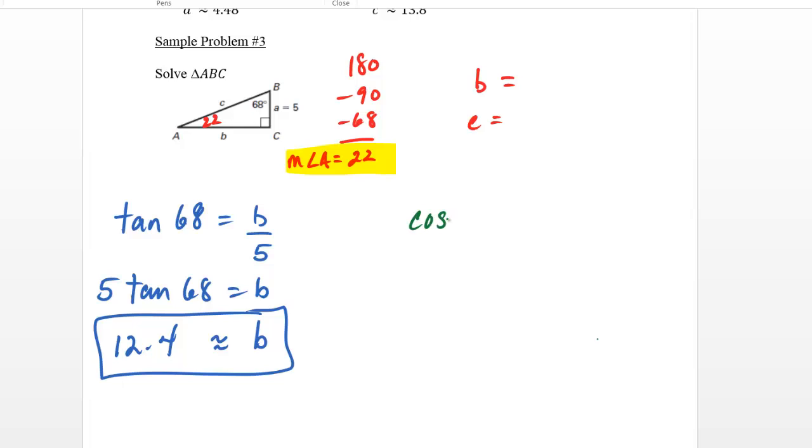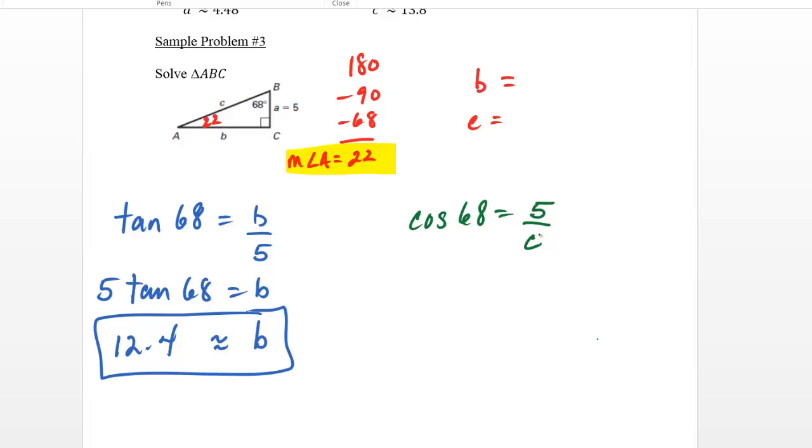Now watch what happens here. If I did cosine of 68, it's going to give me 5 over C. And you may not like having that variable on the bottom. This is where using sine of 22 might be more useful. However, that's going to give you the same issue. You're still going to have C on the bottom. Now, if we use the reciprocal function, so if I use secant instead of cosine, I would have secant of 68 equals C over 5, which would maybe be a little bit easier for you. You're going to have to determine what your personal preferences are and how you want to solve these.